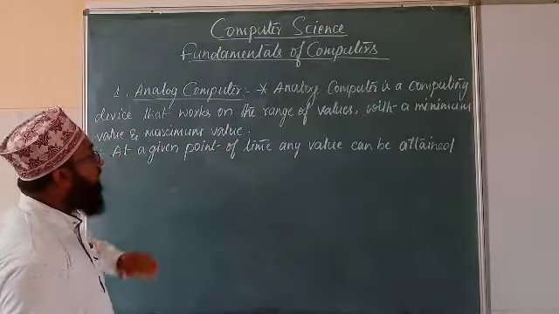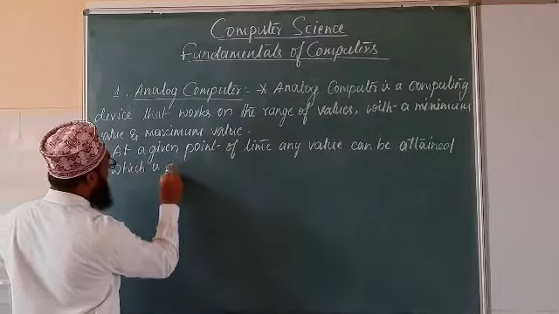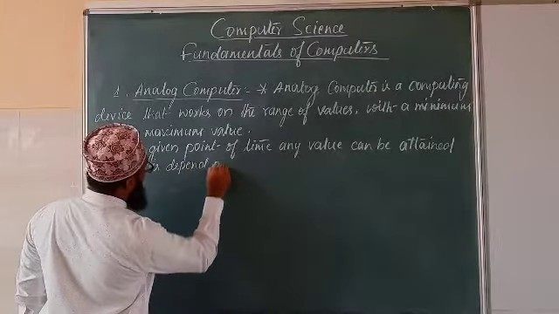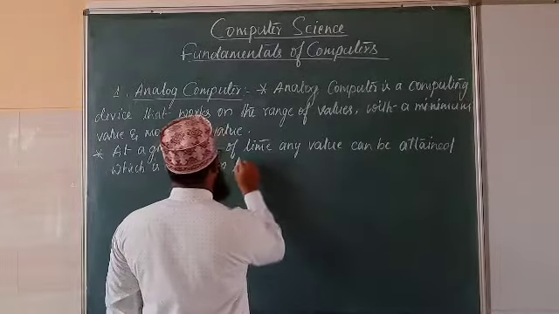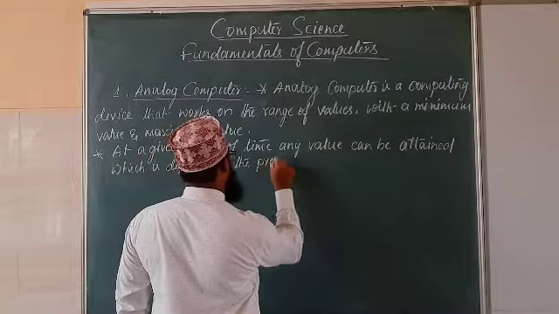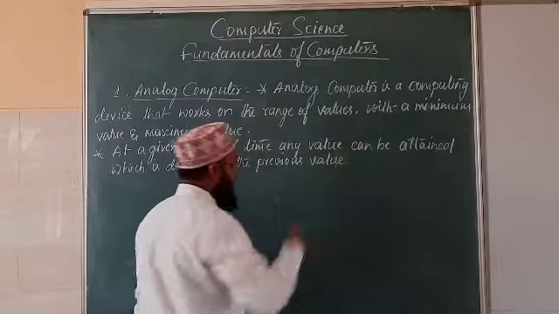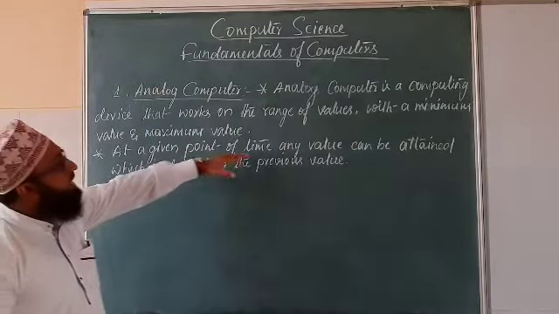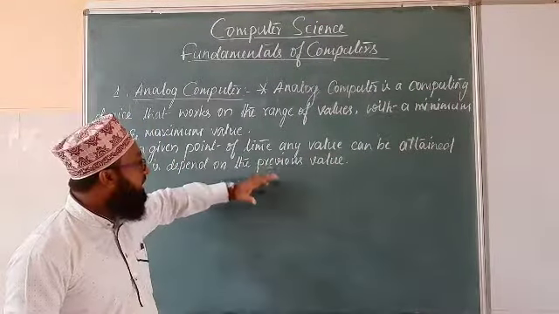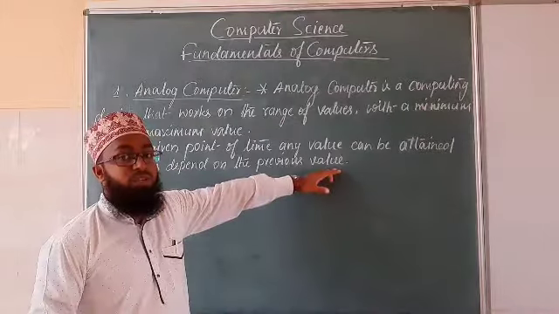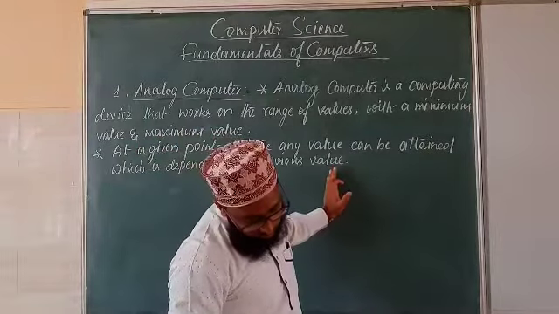And what type of value it is depends on the previous value. Analog computer can reach the given value in a given time, but that value depends on the previous value. So this is the working of analog computer.